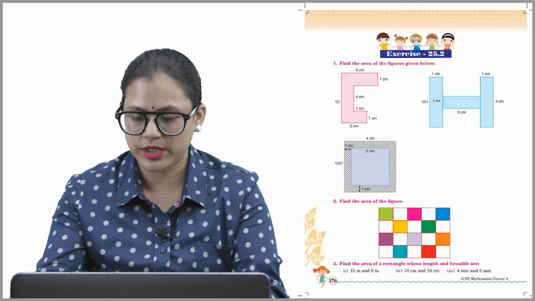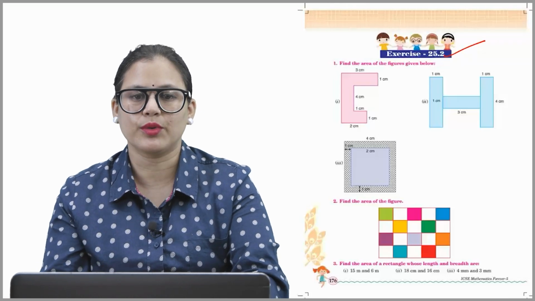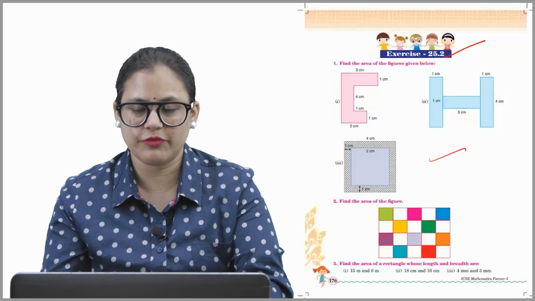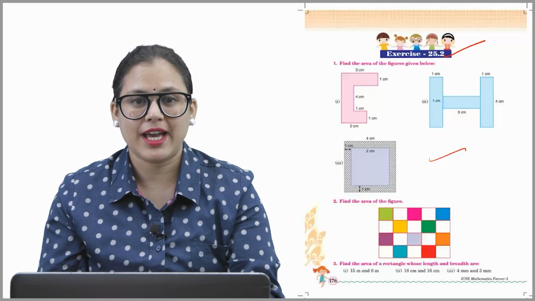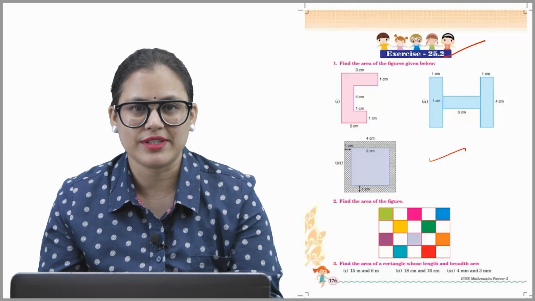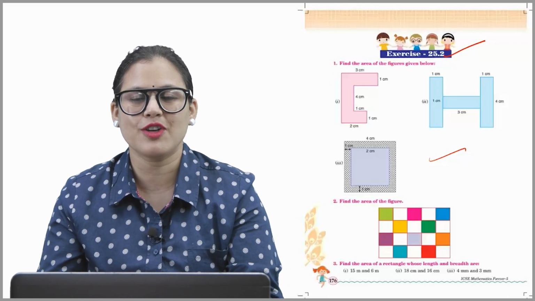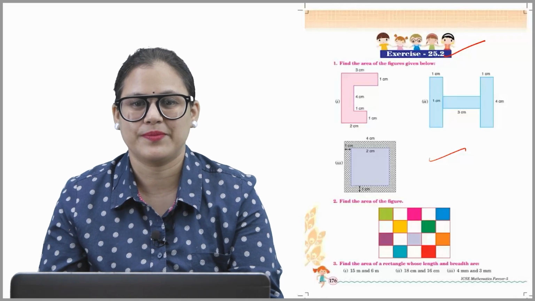Exercise 25.2. Find the area of the figures given below. These are the figures given below, and you have to find the area of these figures. Okay, students. Now you will practice this exercise.